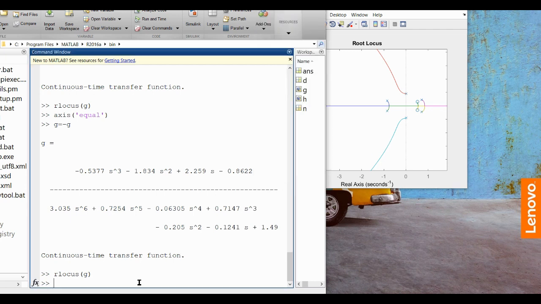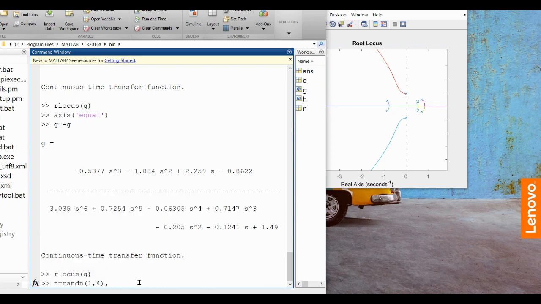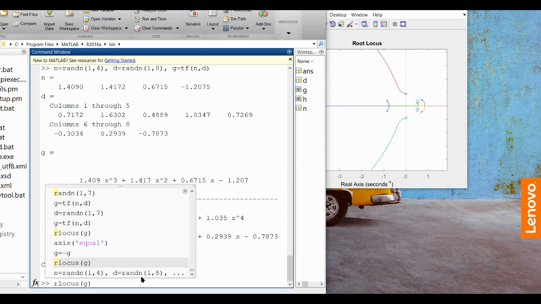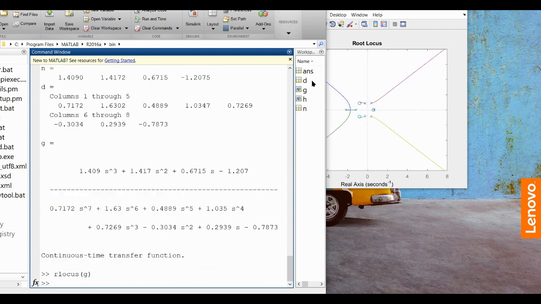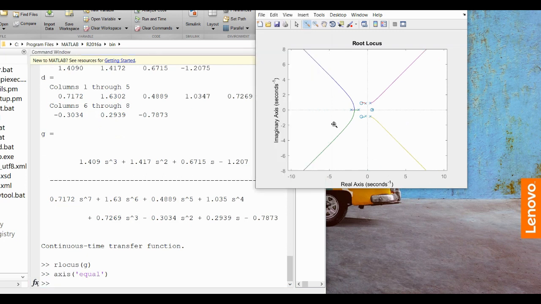Okay, let's do another one. Let's say n is equal to rand of this, d is equal to rand of n 1 8. Now there will be 4 branches, right? G equals tf of n, d. And then we can look at the root locus, and when we do, you will see now there are 4 branches, right? 45, 45, 45, 45.